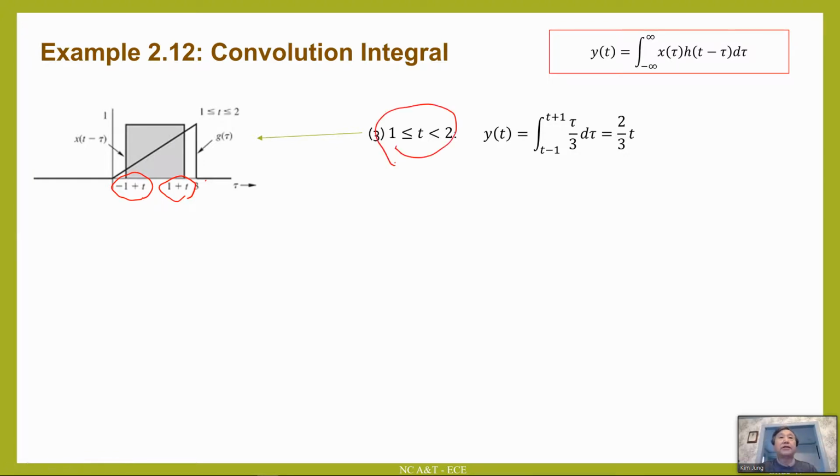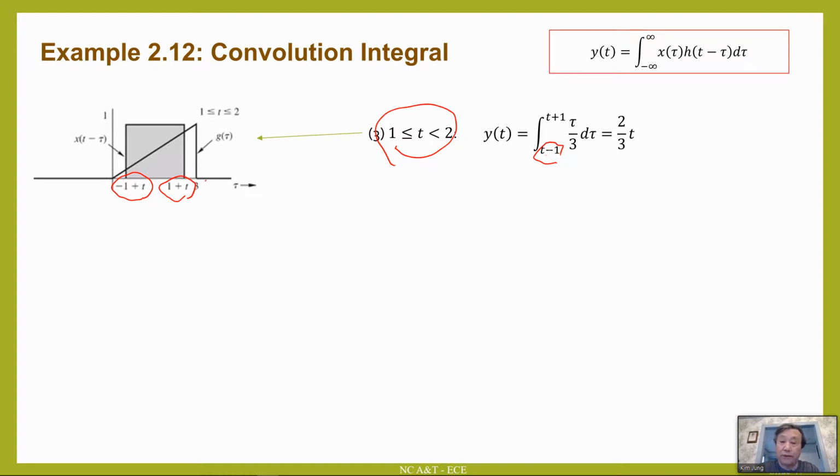And in this case, the integration range is the shaded area. So from -1 plus t to 1 plus t. That is, t minus 1 to t plus 1.